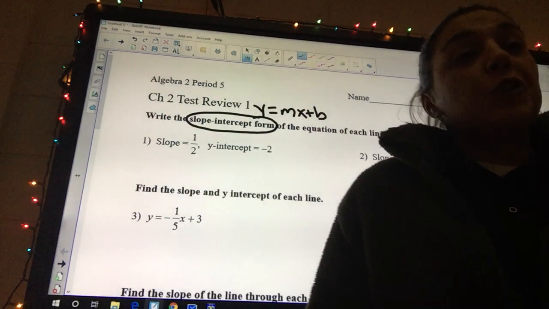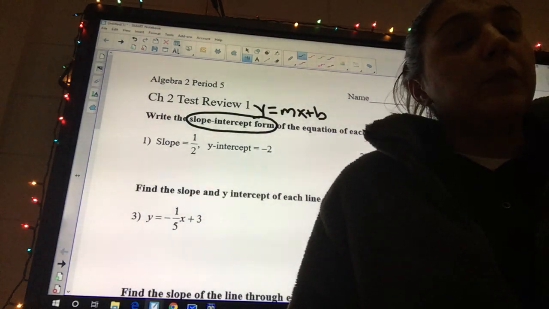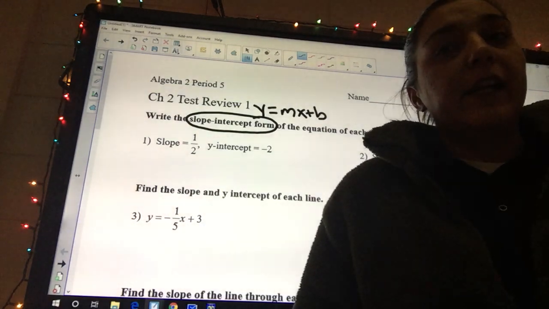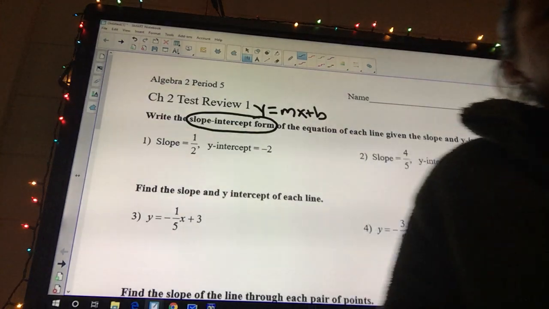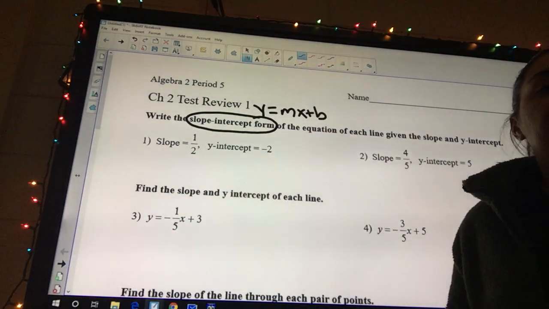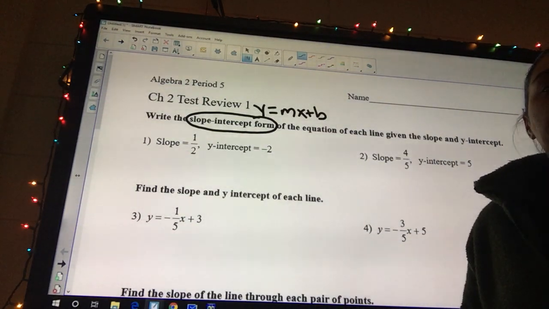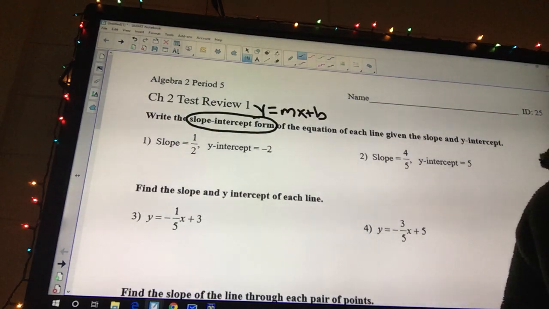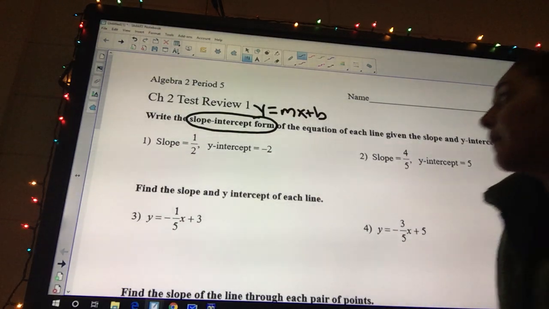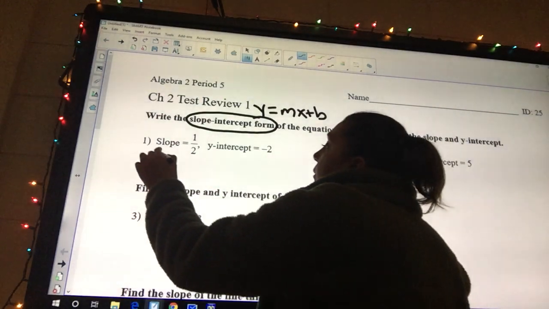On this sheet, you want to take the best notes, because when you take your test on Friday, technically all of your other ones are online. That's what you're going to have to do from here on out, because this is your last paper copy. So take really good notes on here today so you can use this on your test. So write the slope-intercept form.